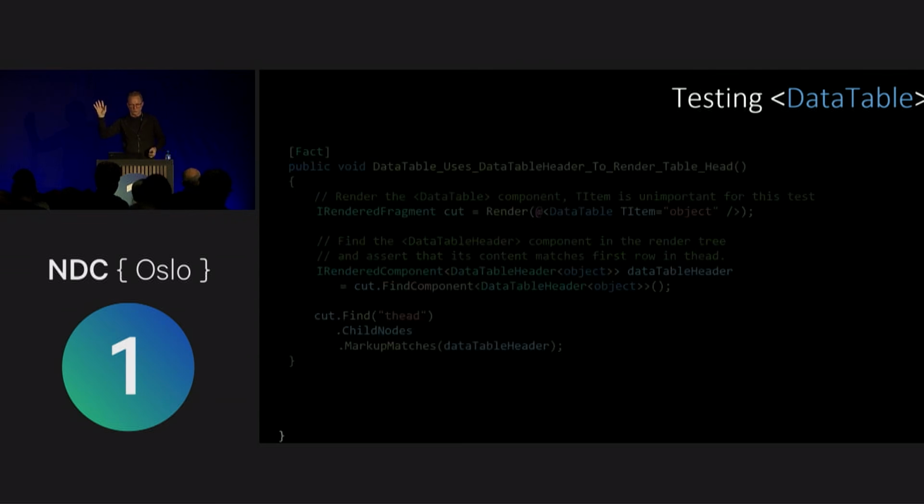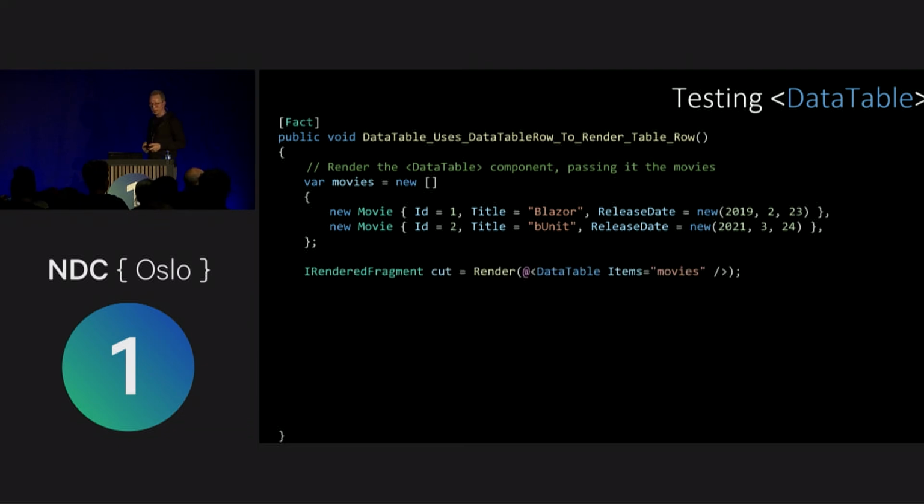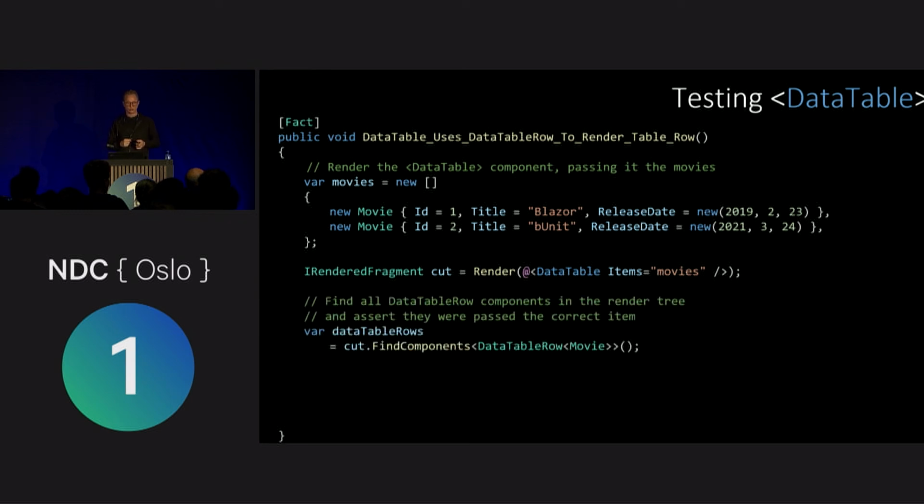Now, we need to do the same for the data table row, and we can take a slightly different approach here to try something else. To have something meaningful to verify against, this time we have to pass in real data to our data table. Otherwise, there's not going to be any data table rows to look at. So we're going to pass in movies in this case, and we're going to render the data table component with those. And now we can use the find components plural again to go down in the component tree and pull out the data table row components that were created by the data table component.